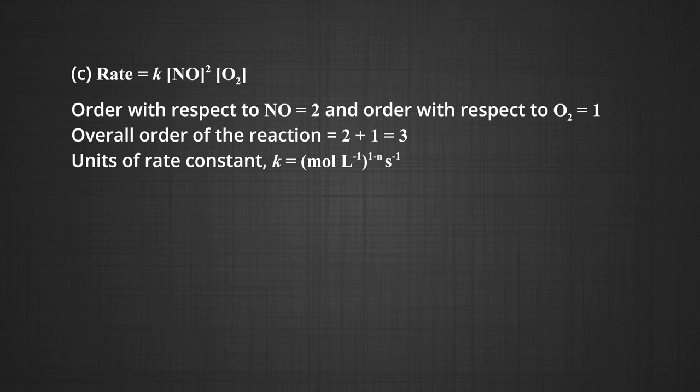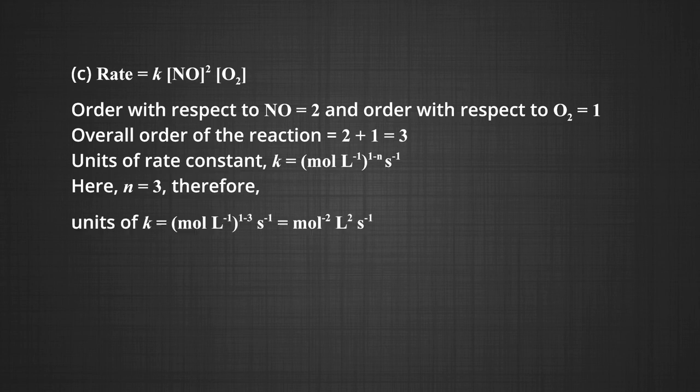The unit of the rate constant K is equal to (moles per liter) raised to power 1 minus n, per second. Now, putting in the value of n, here n is equal to 3. Therefore, the unit of K is equal to (moles per liter) raised to power 1 minus 3, per second. After calculating, it will come out to be mole to the power minus 2, liter squared, second inverse.